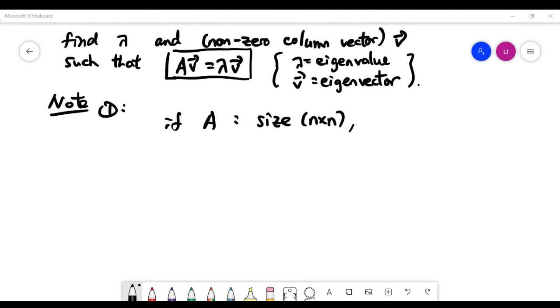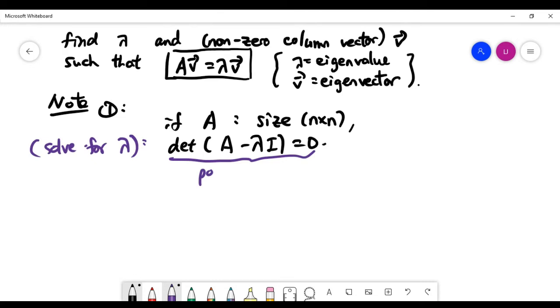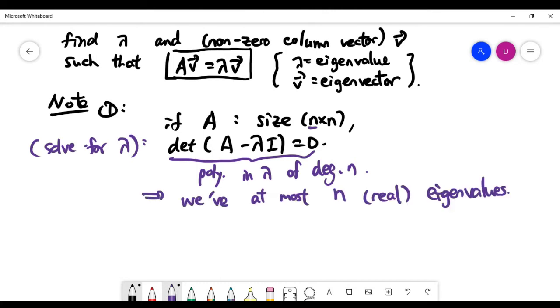And just look at the first note. Let's say now A actually has size n by n. And I claim that every time you solve for the eigenvalue, you basically have to look at a certain polynomial equation in lambda. This equation is usually a polynomial in lambda of degree n. It's always like this. It's basically a property of the determinant. And this n comes from the number of rows or the number of columns of the square matrix A. And of course, because the polynomial has degree n, it means we basically have at most n real eigenvalues. It can be less. It depends on the system, right? And also sometimes the solutions can be repeated as a repeated root.